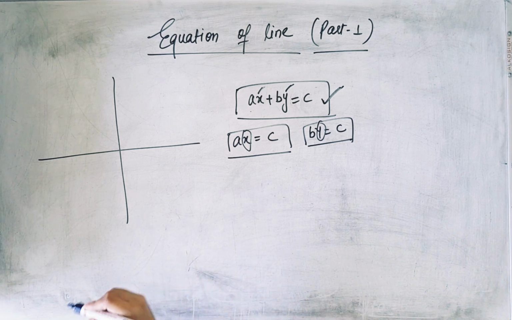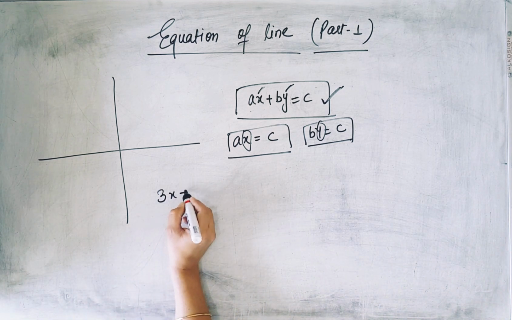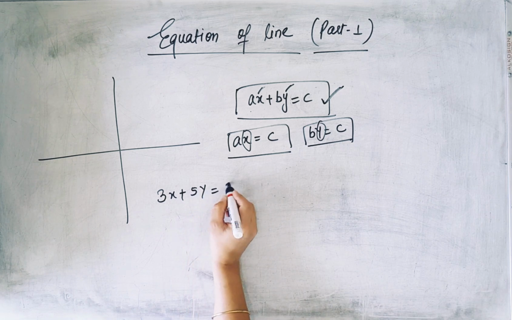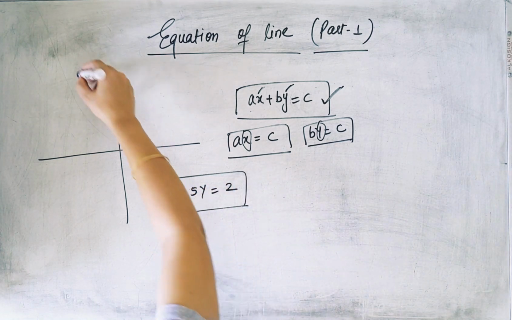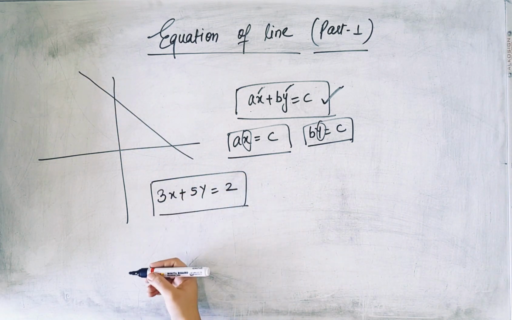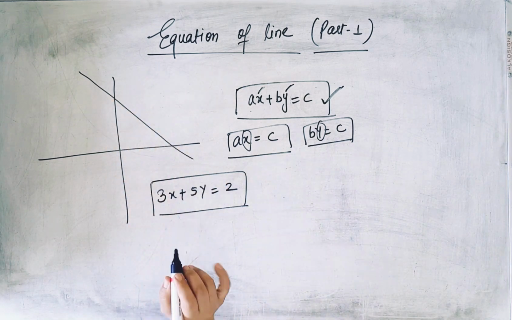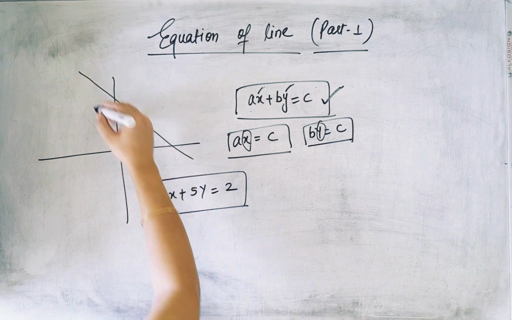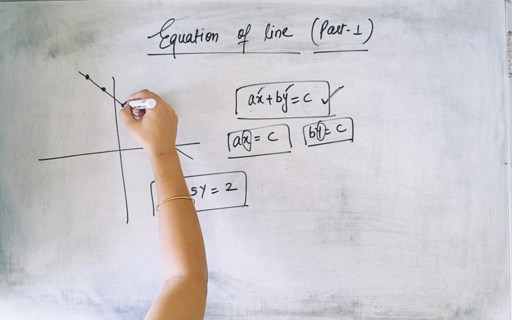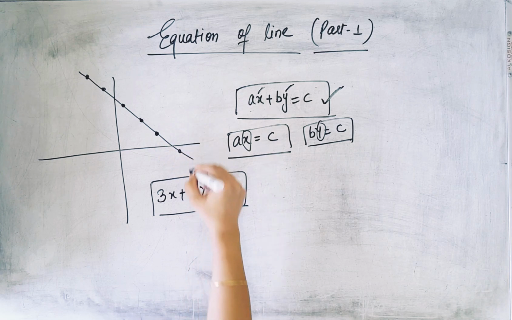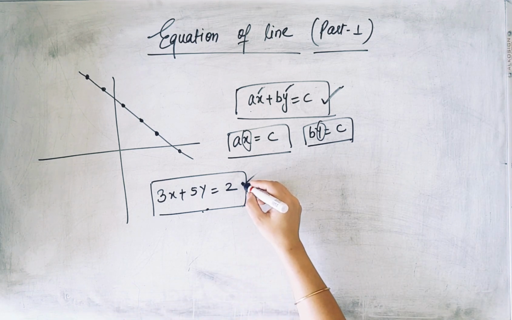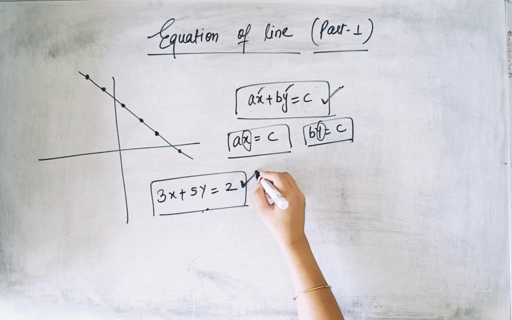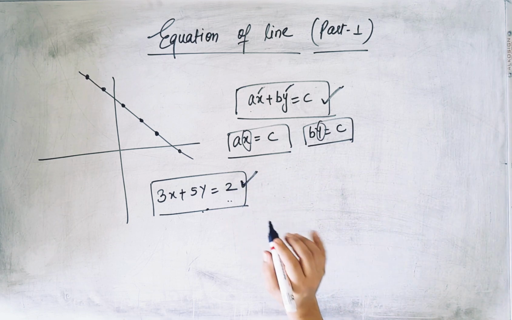Now let's suppose I have an equation 3x plus 5y equals 2. If I am provided with this equation, I'll get a straight line, in whatever form it can be, but I'll get only a straight line. So whatever point lies on this line, all those points will satisfy this equation. What I told, any point which satisfies the equation of a line lies on that line.